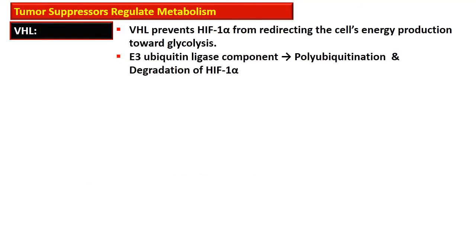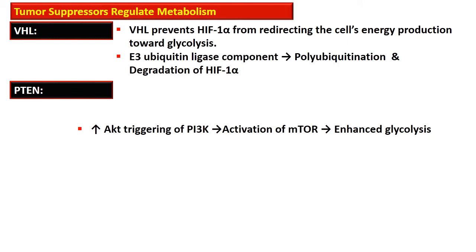The tumor suppressors try to regulate the cell metabolism. The VHL prevents hypoxia-inducible factor alpha from redirecting the cell energy production toward glycolysis. It has an E3 ubiquitin ligase component that results in polyubiquitination and degradation of hypoxia-inducible factor.